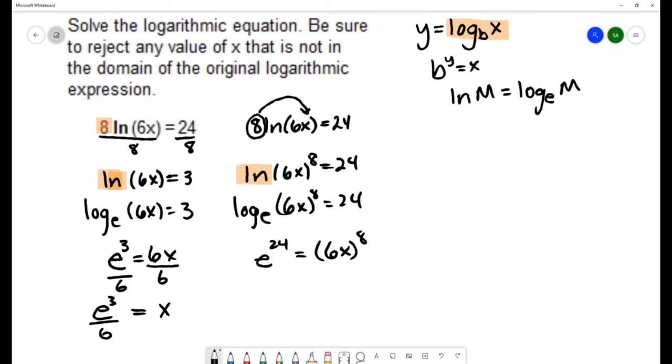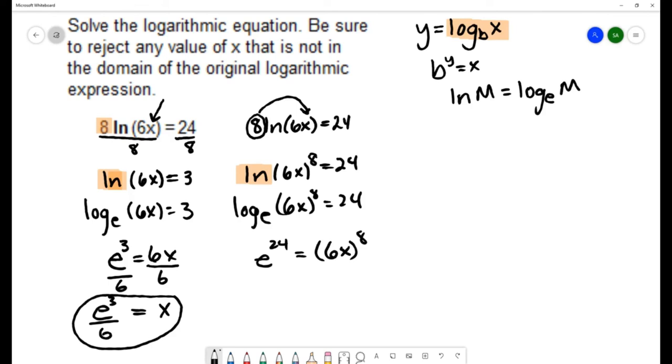And we can see that if we substitute in for this x, e is positive, e cubed is positive, dividing by 6 is still positive, and multiplying by 6 is still positive. So e to the third over 6 is in the domain and can be used as a solution to this equation.